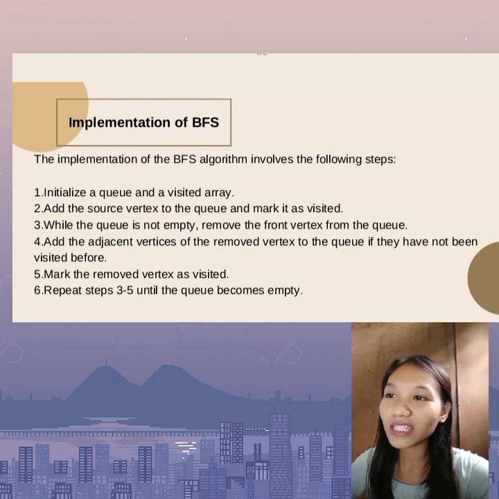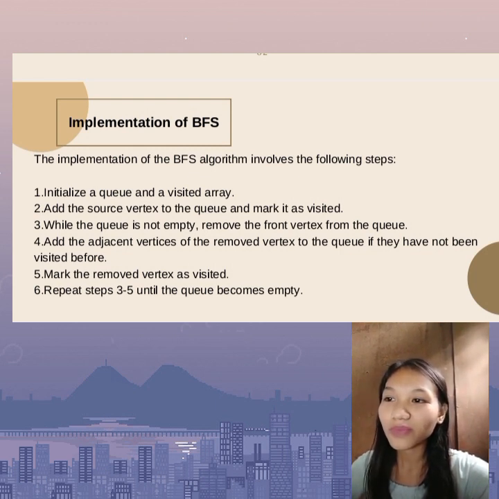Fourth, add the adjacent vertices of the removed vertex to the queue if they have not been visited before. Fifth, mark the removed vertex as visited. And lastly, repeat steps 3 to 5 until the queue becomes empty.